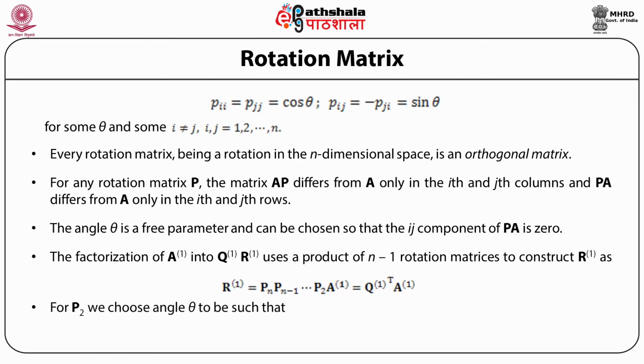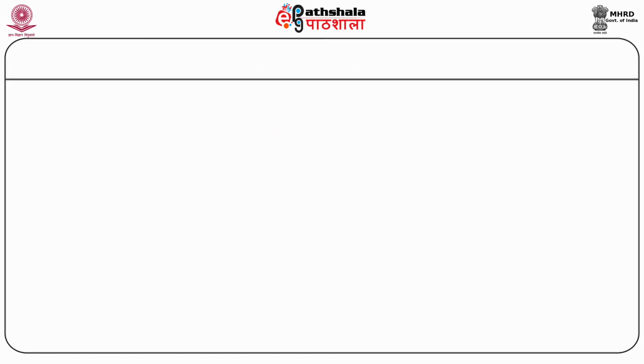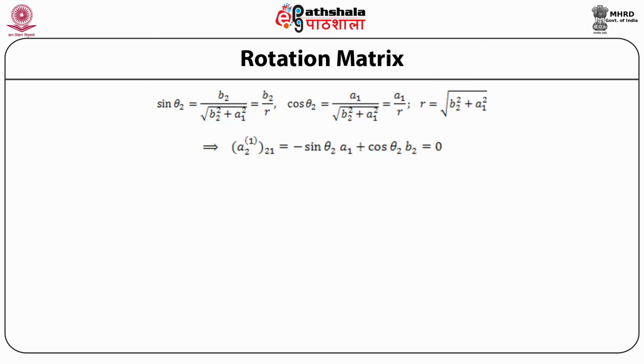So for P2 we choose angle theta such that P11 equals P22 equals cos theta 2 and P12 equals minus P21 equals sin theta 2. Sin theta 2 equals b2 by the square root of b2 square plus a1 square, equals b2 by r. Cos theta 2 equals a1 divided by the square root of b2 square plus a1 square, equals a1 by r, where r equals the square root of b2 square plus a1 square.